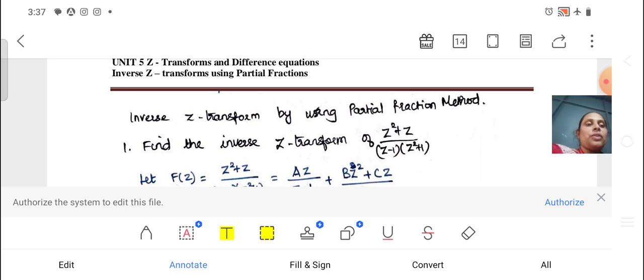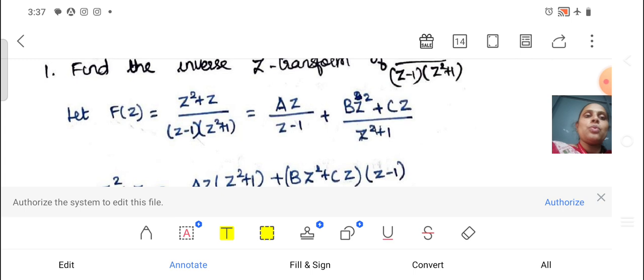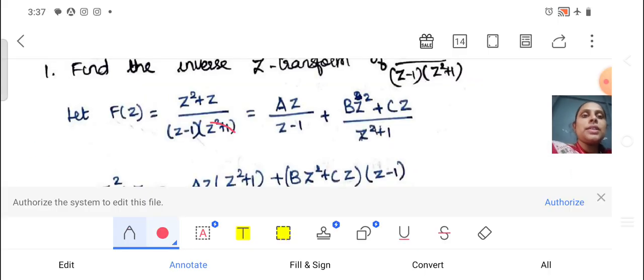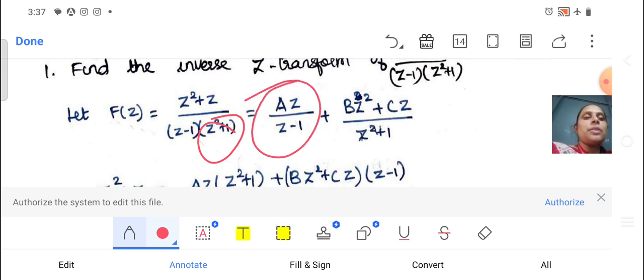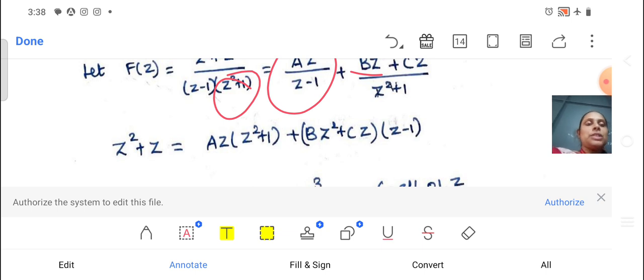Whatever is given, we take it as F(z). So the given one is (z² + z) divided by (z − 1)(z² + 1). Next, we have to replace it: the first term is Az divided by (z − 1), the second is (Bz² + Cz) divided by (z² + 1). Next, taking the LCM, we get A(z² + 1) + (Bz + C)(z − 1) = z² + z, with the z factor included as in the decomposition.